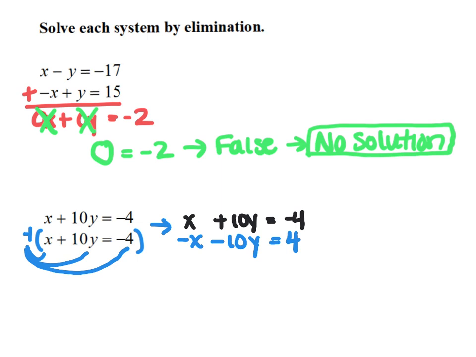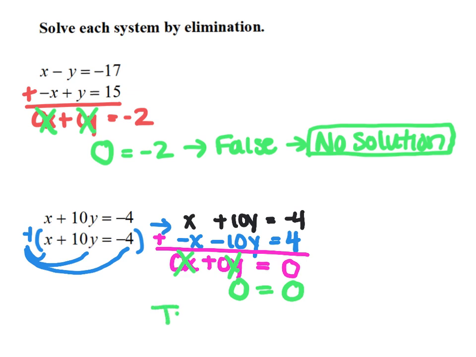Now when I add straight down to apply elimination, negative x plus x becomes 0x, 10y minus 10y becomes 0y, and negative 4 plus 4 becomes 0. Now if I have a 0x, I don't have to write it because it cancels the x out. The 0y also cancels the y out. So this becomes 0 equals 0. Now since this is a true statement, because 0 does equal 0, this is what we call infinitely many solutions.